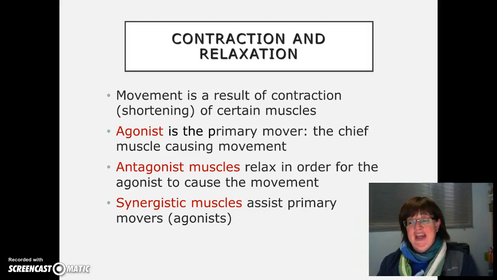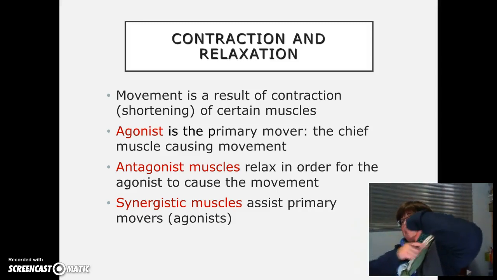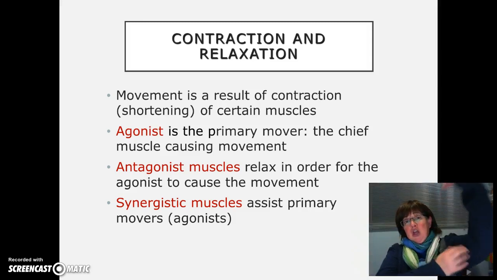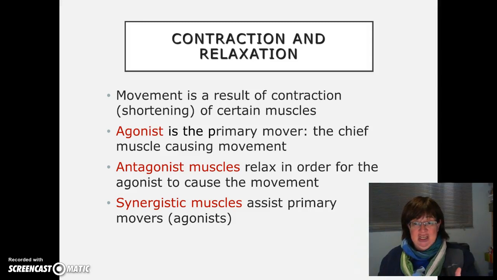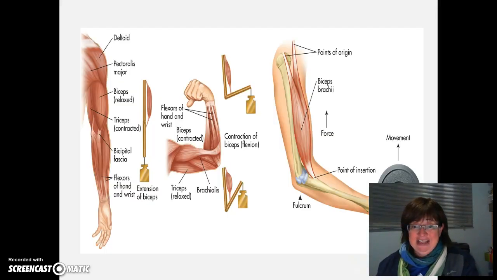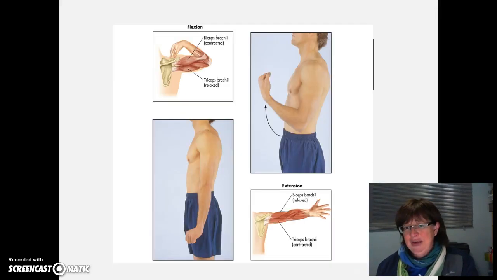So if you think of the fact that your biceps will contract or flex your arm, your triceps will open your arm. And those are antagonists because they work opposite. And then there are synergists, which work together. And here's an example of how when your tricep is contracted, your bicep is relaxed. A little more detail. Again, just be aware of this. You don't need to know it all in that much detail.